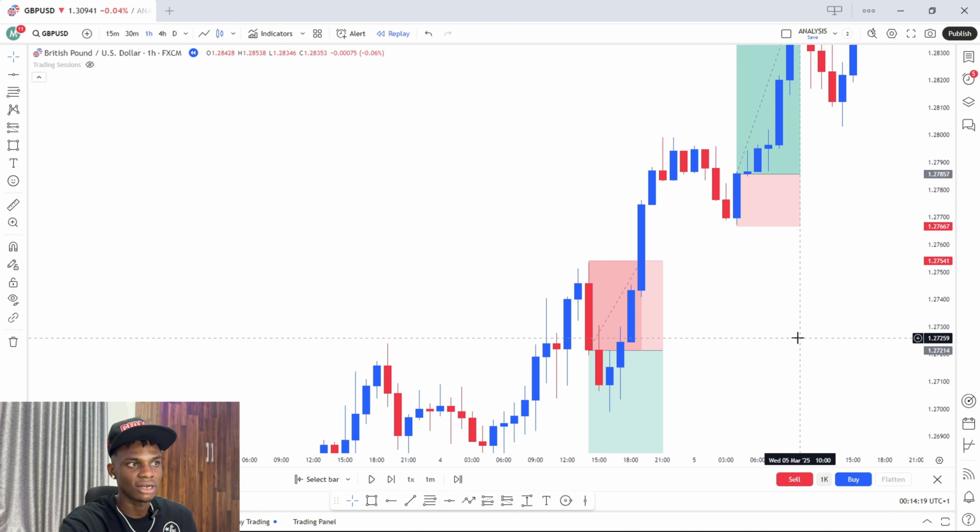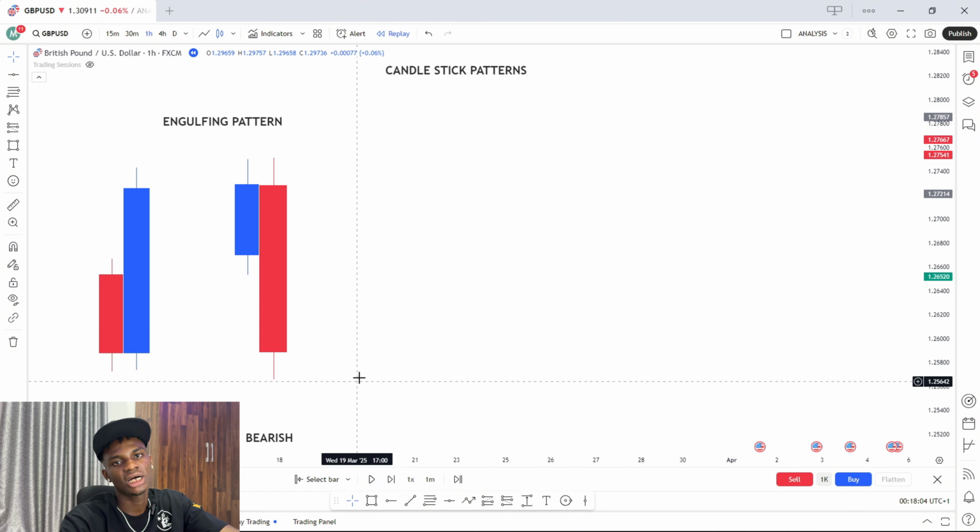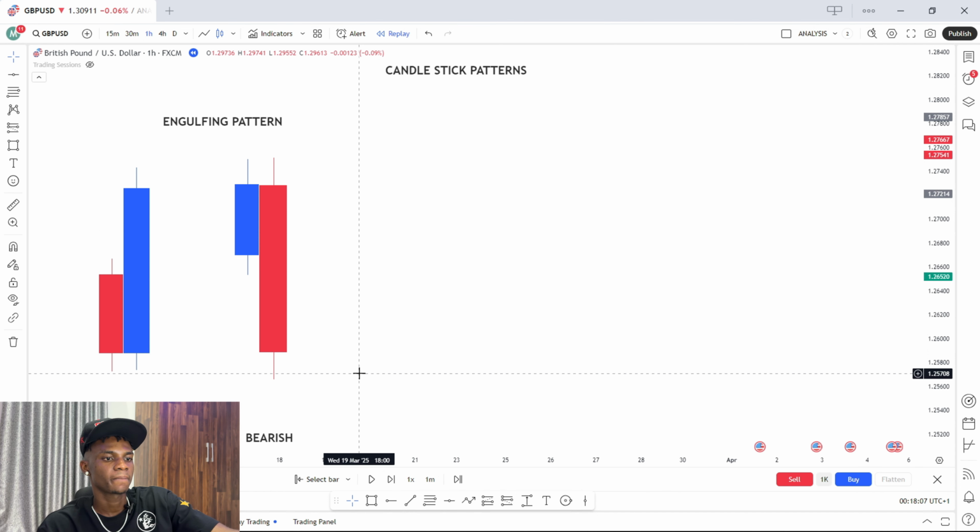But I'm just teaching you this now so you can be familiar with something that you can add to your trading strategy to give you an edge in the Forex market. How do we now integrate it with the psychology of the market, basically?